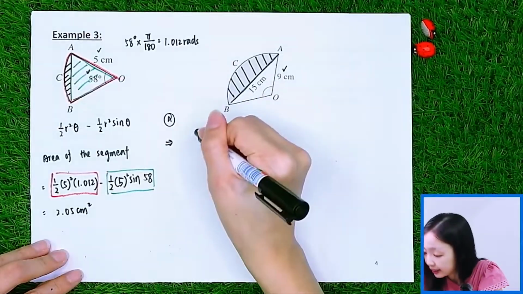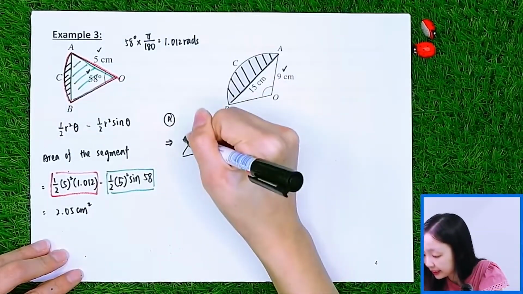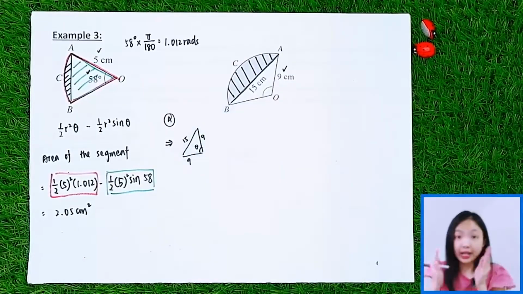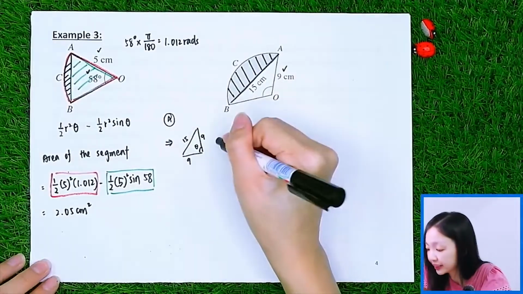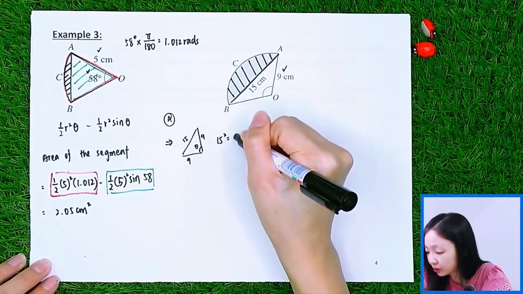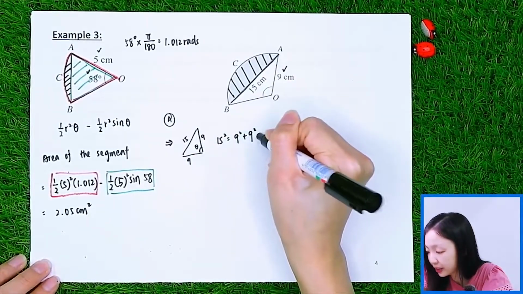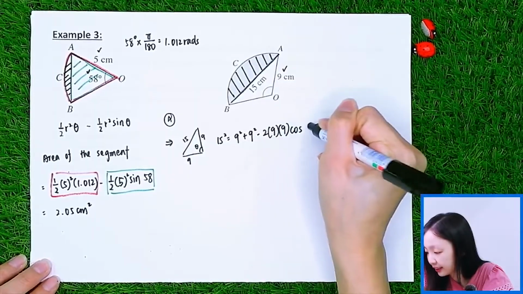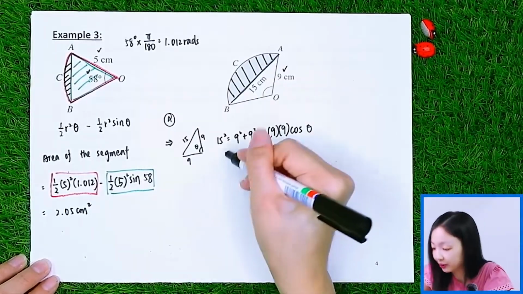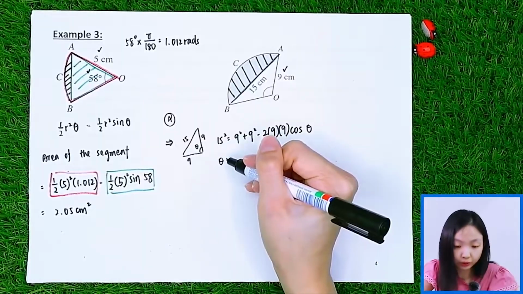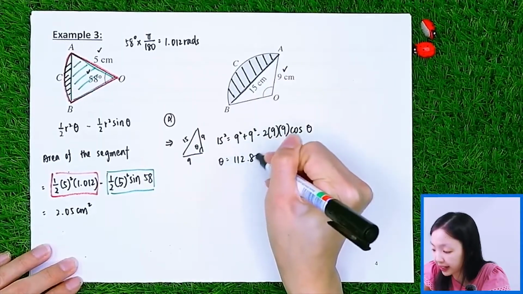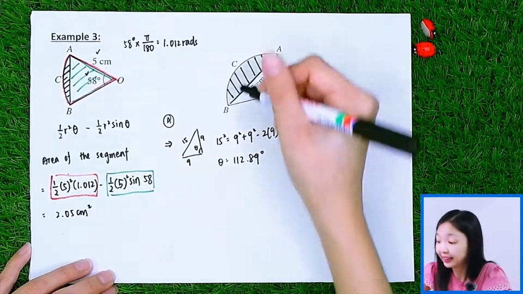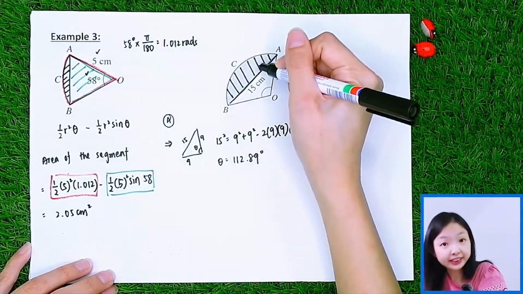Okay, still remember the cosine rule? Here is 15, here is 9, here is 9. This is the angle that we have to find. By using the cosine rule, 15 squared is equal to 9 squared plus 9 squared minus 2 times 9 times 9 cos theta. So you can find your theta is equal to 112.89 degrees. After you find the angle, you can directly find the area of the segment.